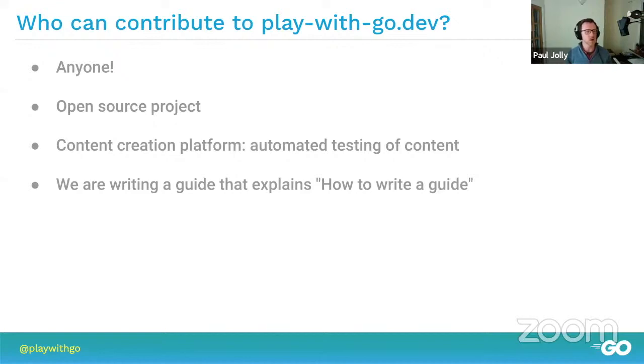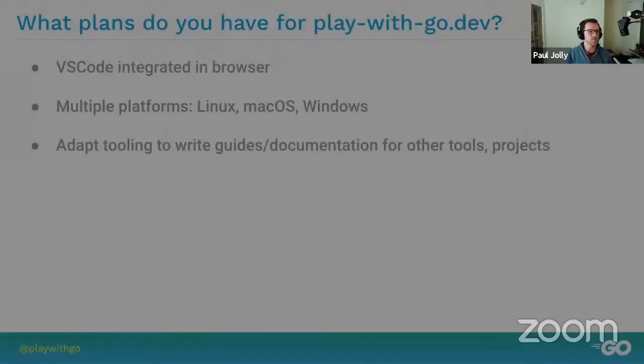It's a content creation platform as well. So with every guide that is part of play-with-go.dev, it's fully automatically tested. So we can be very confident that at any point in time, each of those guides is entirely reproducible. And so as an author of the content, the tooling that we have on the platform helps. And as a user of the guide, someone who's clicking through, you can be really confident that it's actually going to work. We're in the process of writing a guide that explains how to write a guide, which should help those people who are considering writing content for play-with-go.dev.